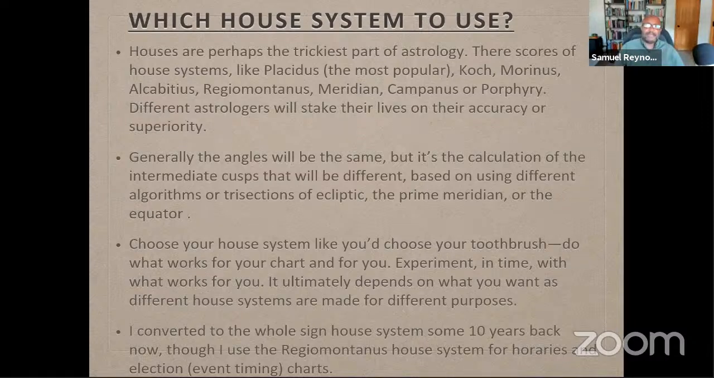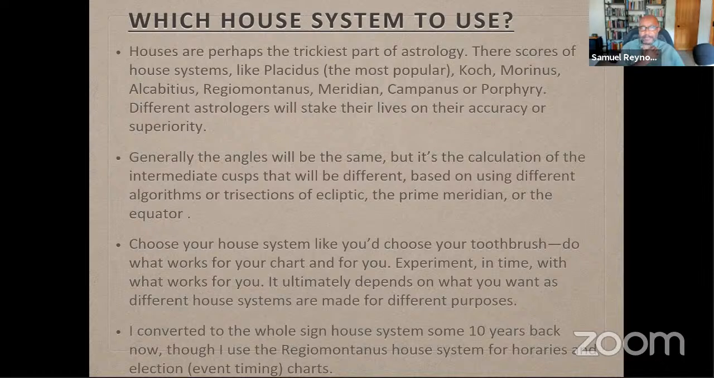That will be different. And all of these house systems are based on different ways or algorithms or trigonometry related to trisections of what we call the ecliptic, or another way by which we can establish a house is the prime meridian or the equator, right? So there's these different ways by which we might be able to measure how we're going to set up the houses. Here's my answer to you.